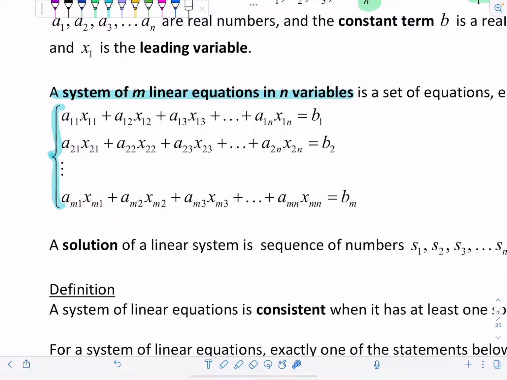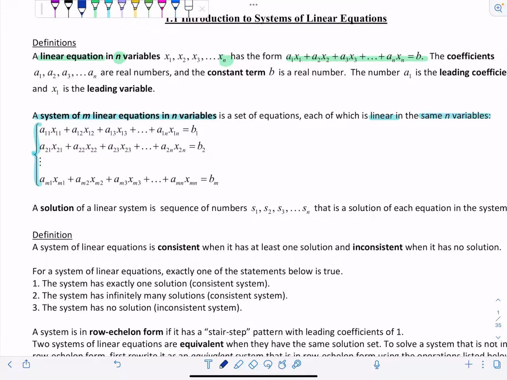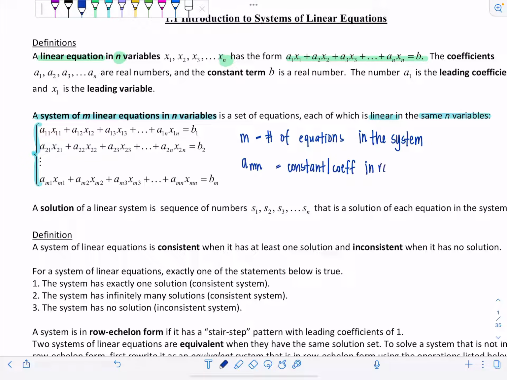And then here, this is the mth equation. So we have m many equations with n variables. And then they're equal to the constants b1 through bm. Okay, so basically just keep in mind m represents the number of equations in the system, and then amn, that is the constant or coefficient in row m, column n.